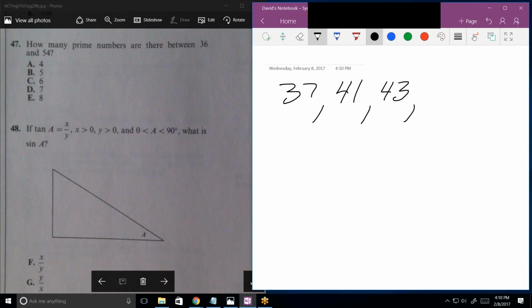45 can be divided by 5 and 9. 47, nothing divides into 47. Nothing divides into 49? Oh, no, 7 does. 7 squared.